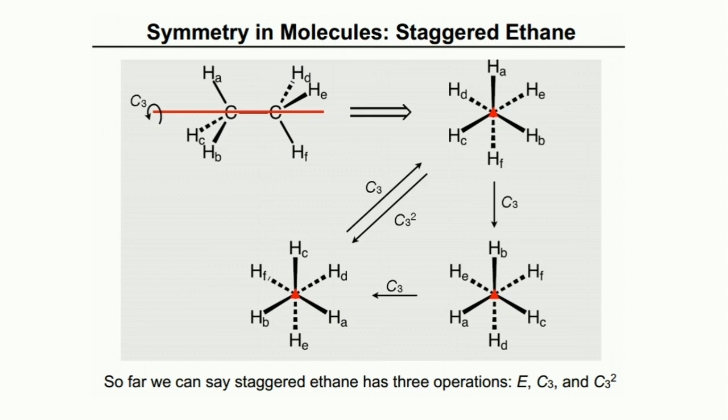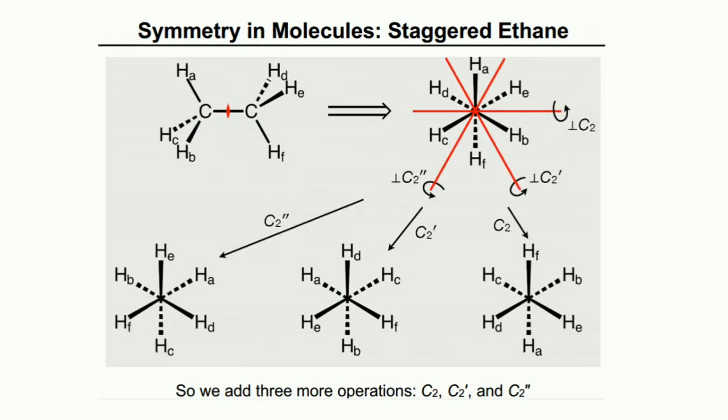Right now we have studied three symmetry operations in staggered ethane. One was the identity E, the second one was the C3 rotation, and the third one is the C3 twice. So this is the C3 twice. Now let's move to the other symmetry operations found in staggered ethane.